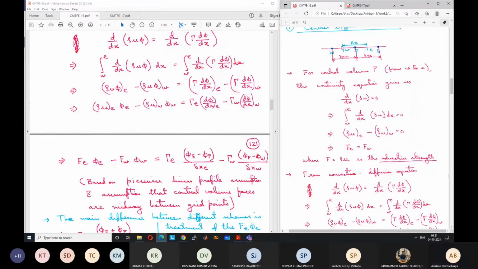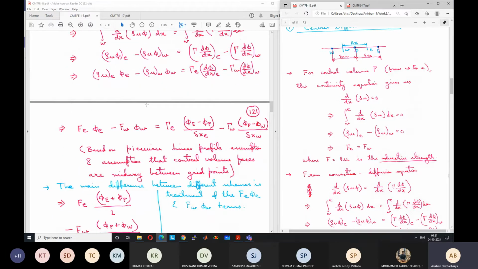Between adjacent grid points, we can assume a linear profile, and this will give us gamma e (phi E minus phi P) by delta xe, minus gamma w (phi P minus phi W) by delta xw. This part we have treated already, same as the diffusion problem. The only new thing now is the left hand side of the equation, Fe phi e minus Fw phi w.